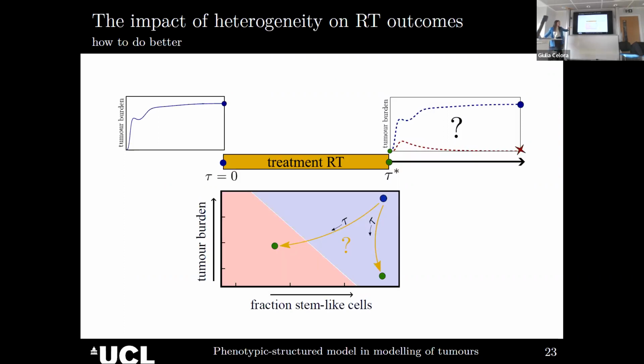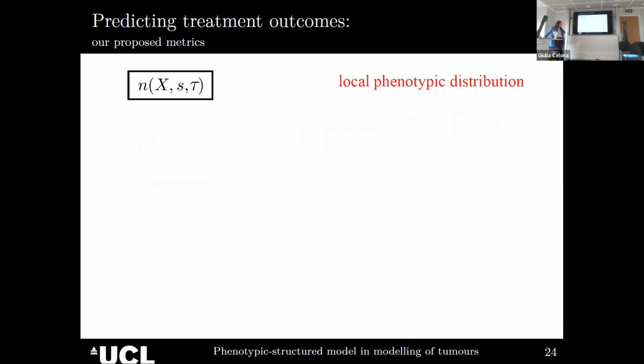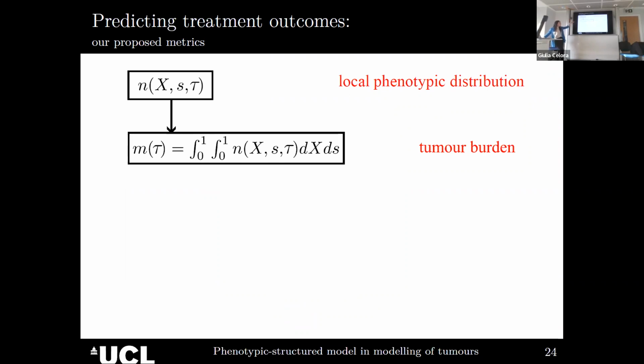So we identified two metrics that are two predictors of our treatment outcome. Just to remind you, we have our local phenotypic distribution, which is the dependent variable in our model. If we integrate it both in space and along the phenotypic axis, we obtain the tumor burden.